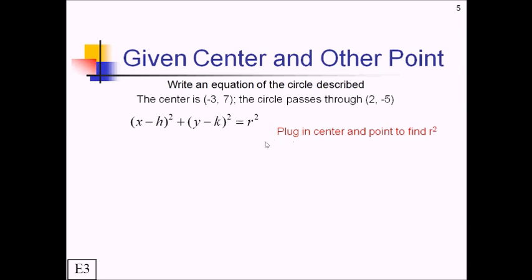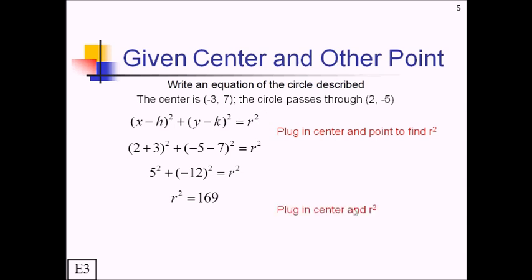So we've got the point 2, and then we're subtracting a negative 3, so this will be 2 plus 3. And then we've got the point negative 5 minus 7, so that's going to be our y minus k. This is going to be 5 squared plus negative 12 squared, or 25 plus 144, which adds up to 169. So that's r squared. You don't have to square root this to find the radius, because the radius isn't what we care about. We just care about radius squared.